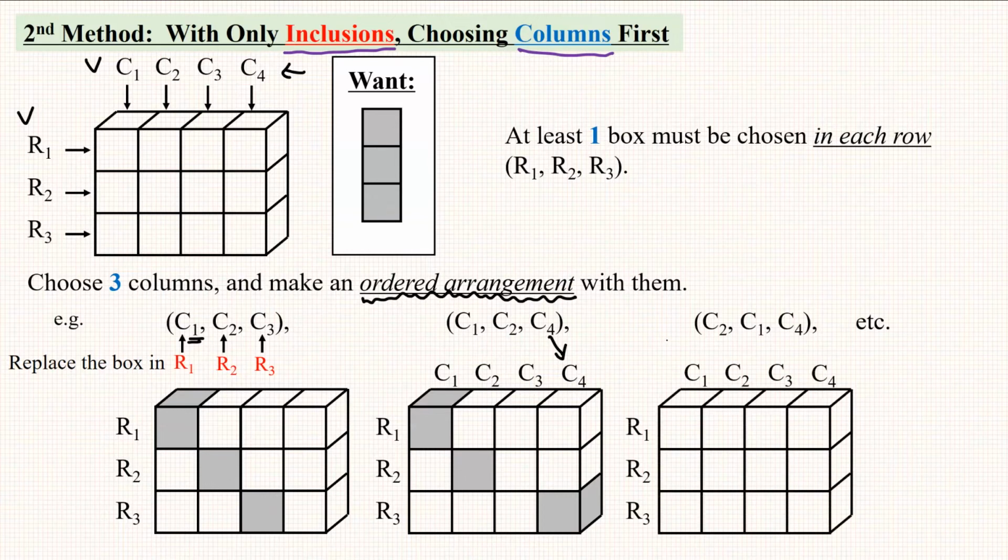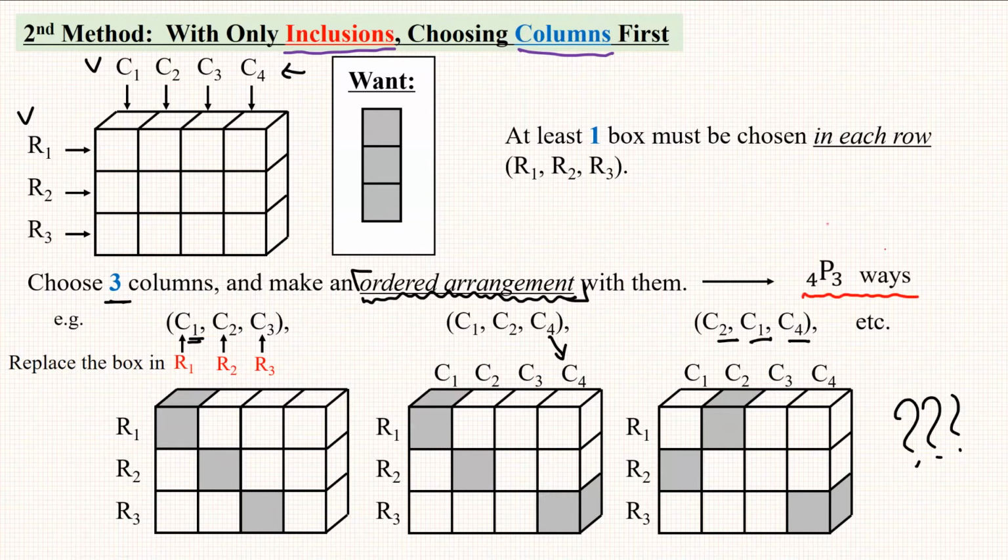Finally, in this last example, in the first row, the box is now replaced in C2, in the second row, the box is replaced in C1, and in the third row, the box is replaced in C4. So now the question is, how many ways are there to do this? Here we choose 3 columns out of 4 and make an ordered arrangement with them. So we have 4 permute 3 ways, where this P means permutation.